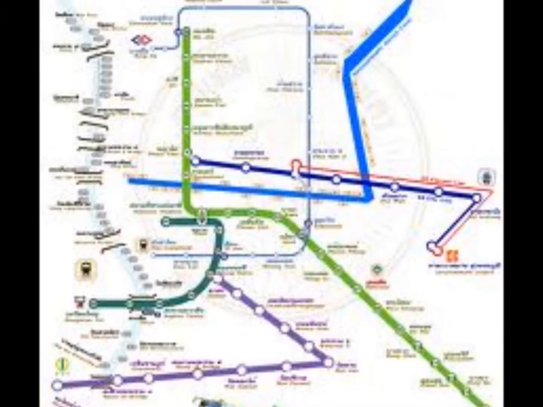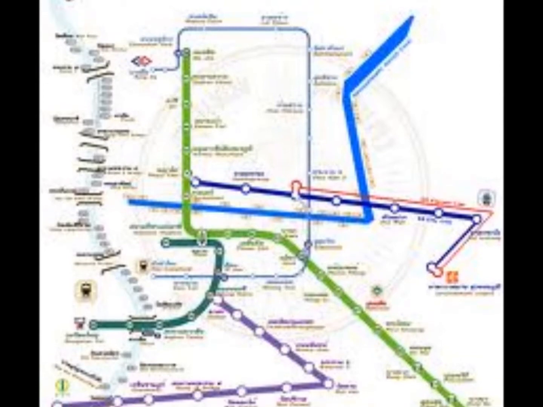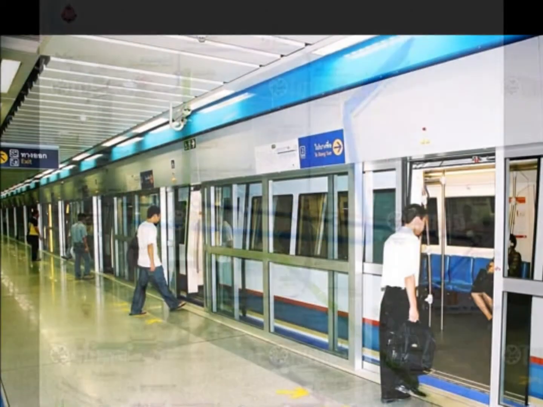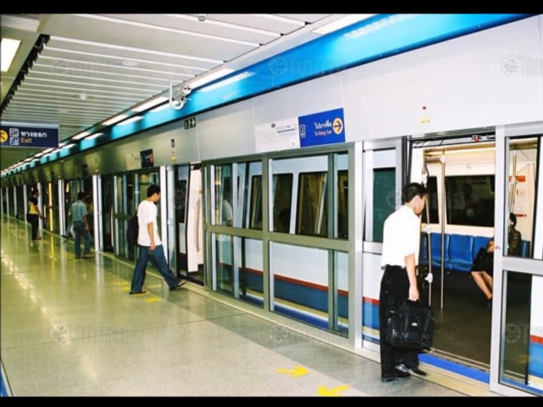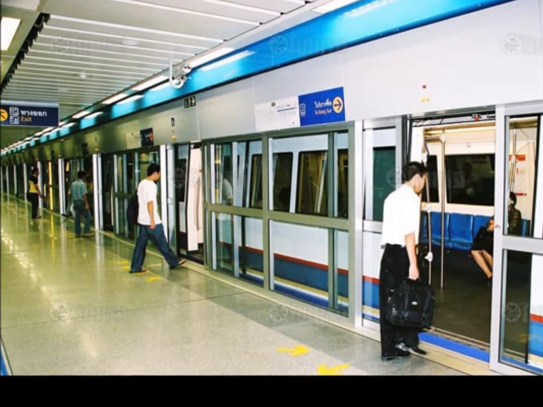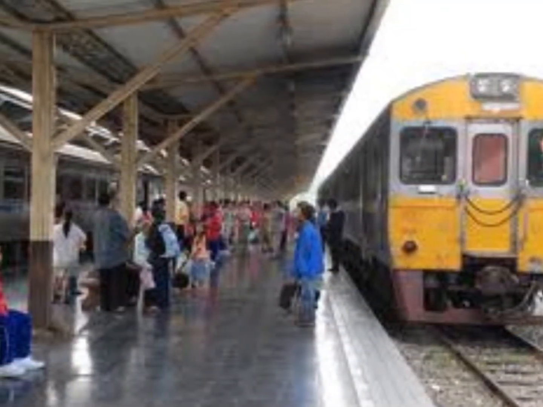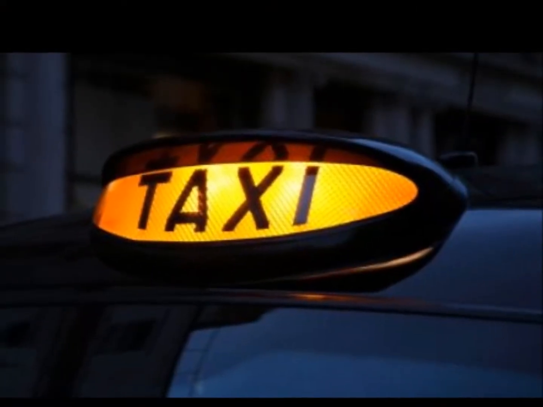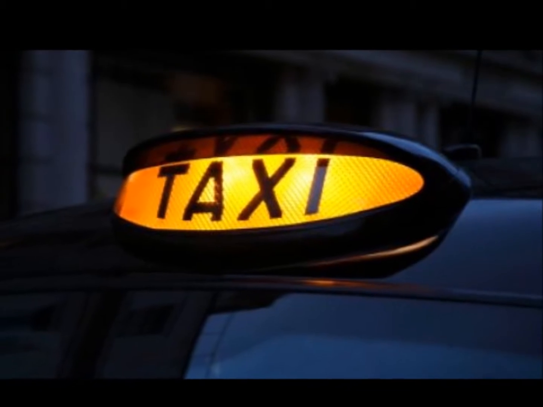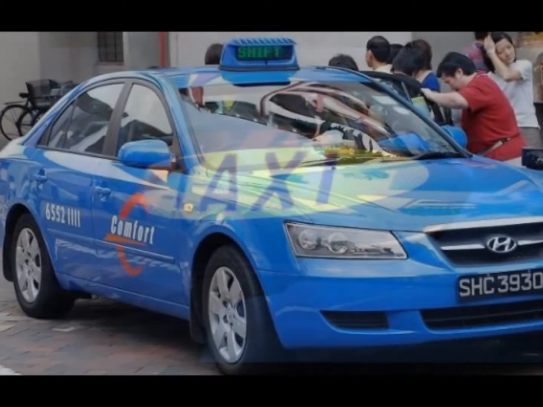It has 3 lines from north to south, east to west. But the SkyTrain in Thailand is only in Bangkok. But the trains that go around Thailand are old, very old, and don't have development. The last is about taxis. Taxis in Singapore are very comfortable and not expensive.